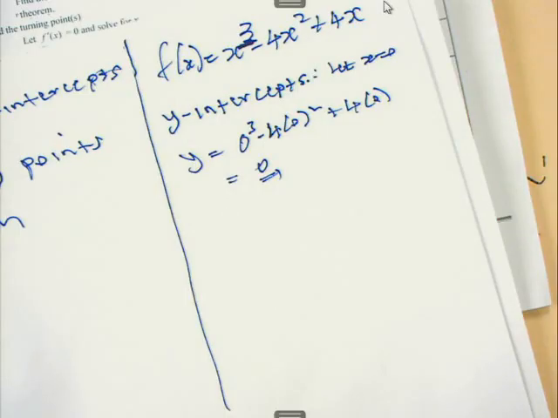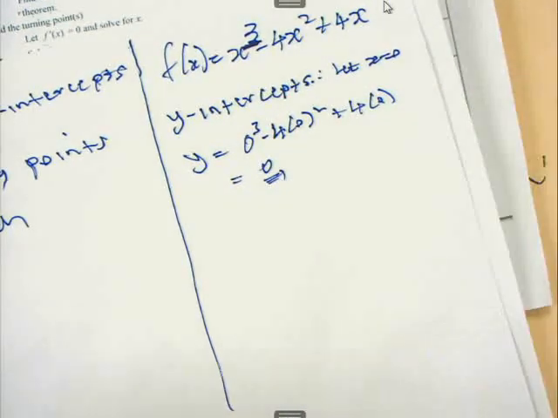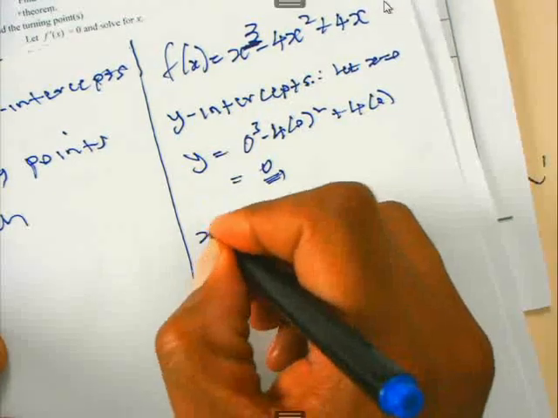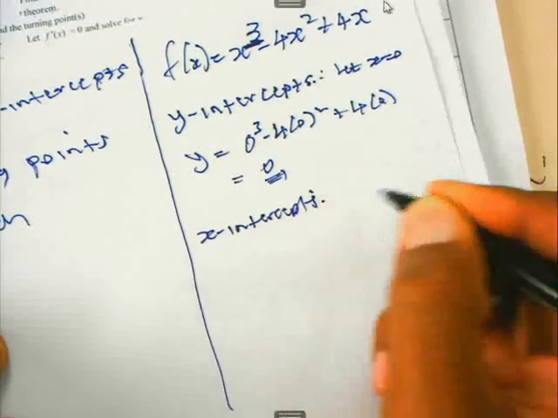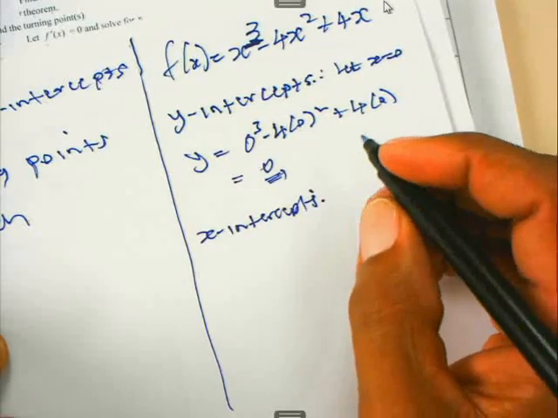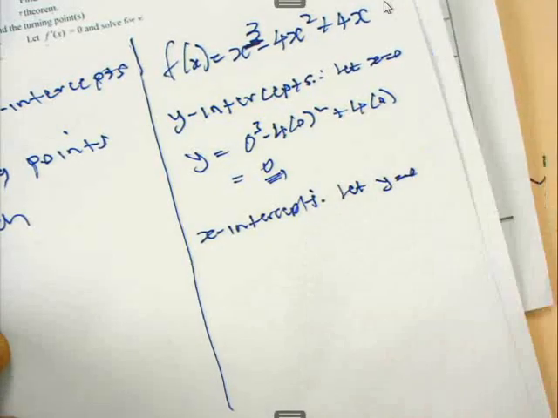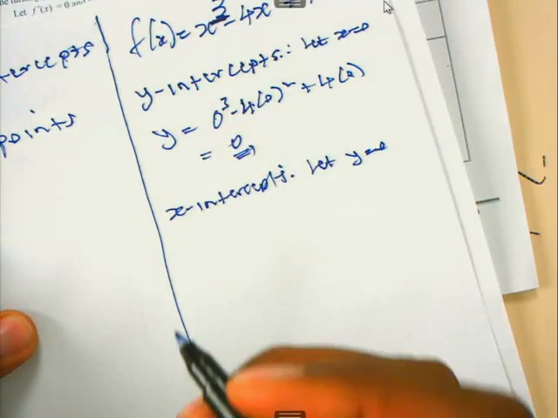It means this function will pass through the origin. In fact, it will touch the y-axis at the origin. Now we have the y-intercept. Now, let us look at the x-intercept. How do we determine the x-intercept? Of course, you let y be 0. Let us do that to see what's going to happen.